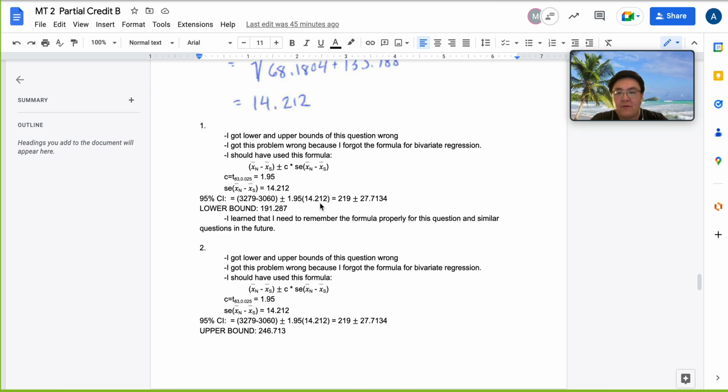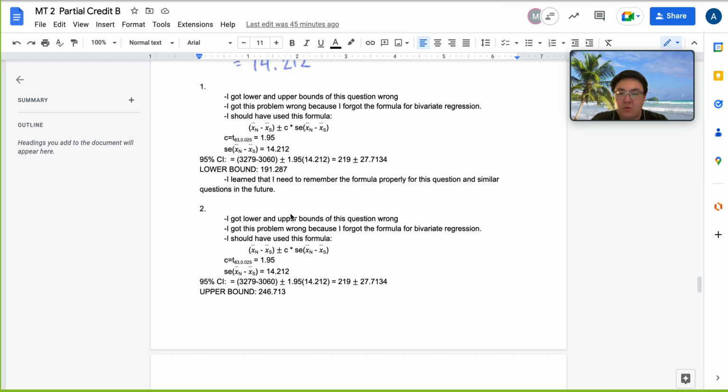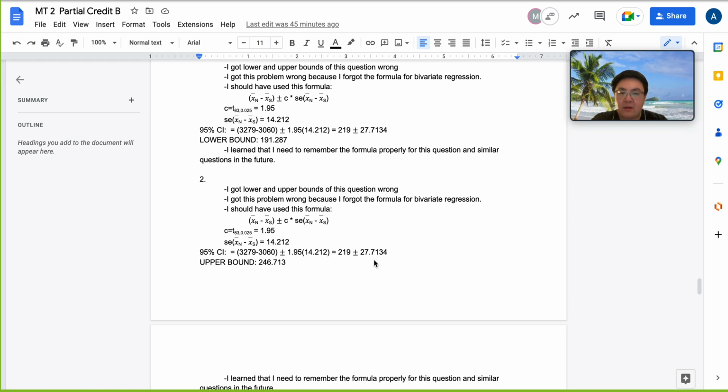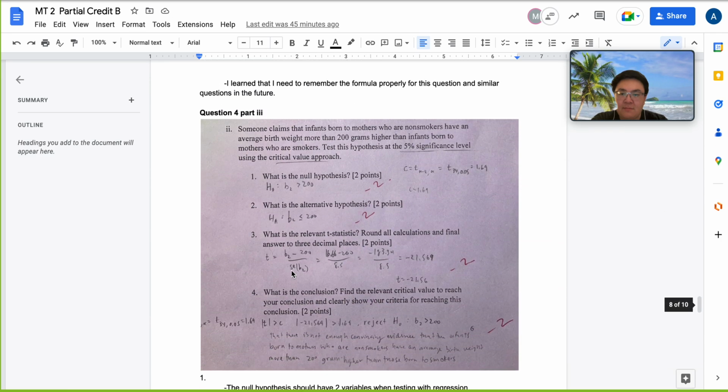For this first part, we're looking at the lower bound, so we subtract 27, and we should get 191.287. For part 2, it is the opposite. We're looking for the upper bound, so instead of subtracting here, we add 27. So we get 246.713.